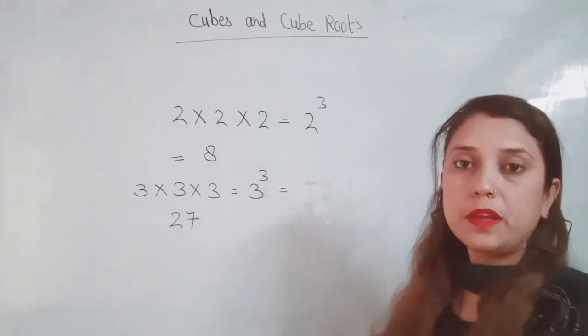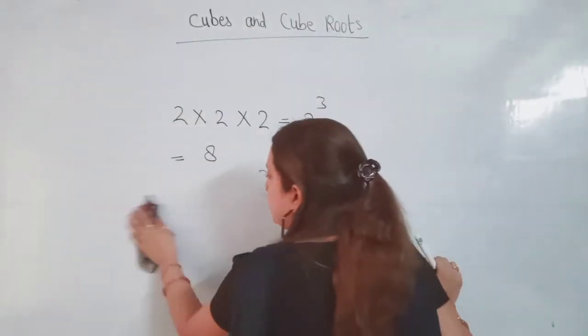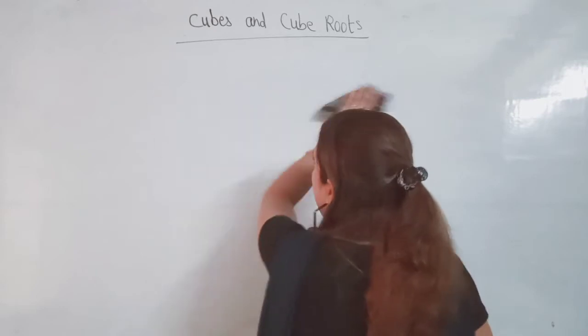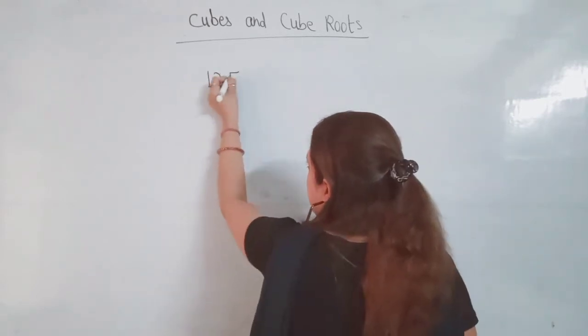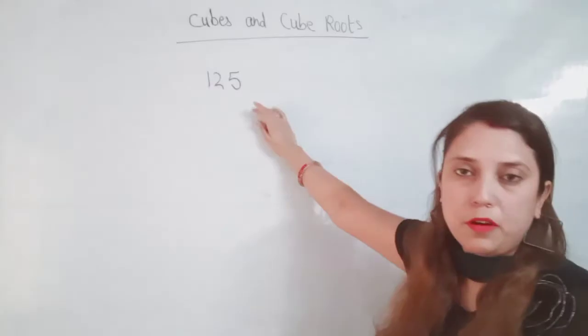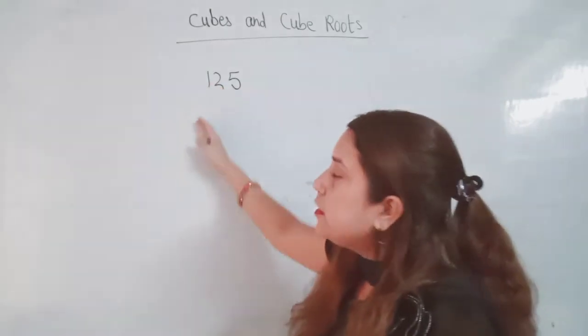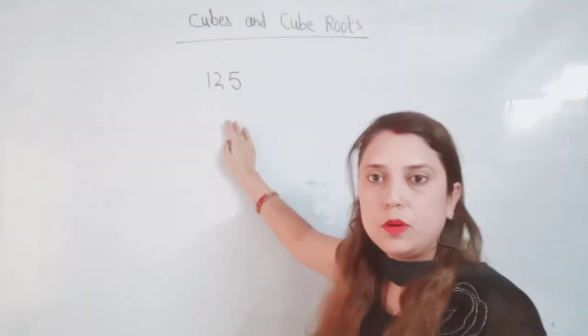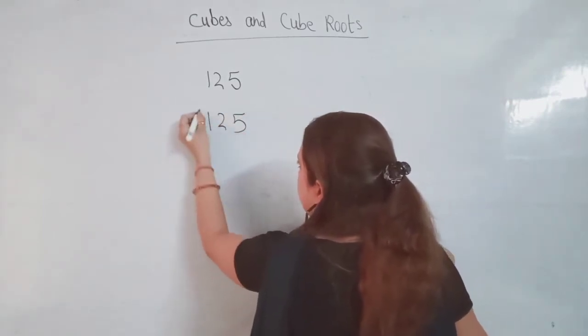Now the next topic is perfect cube. How to check whether the given number is a perfect cube or not. Suppose we have the number 125, and we check whether the given number is a perfect cube or not. Then how to check? First we find the prime factorization of 125. So let's do the prime factorization of 125.